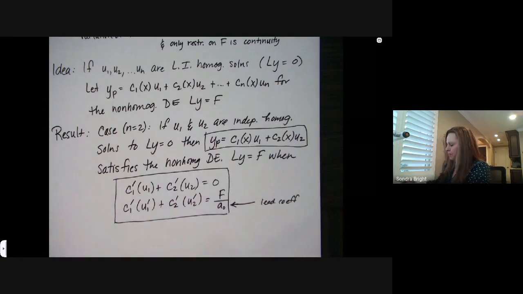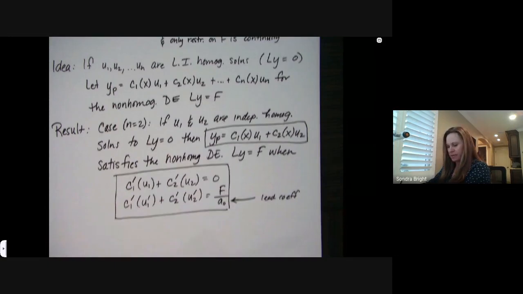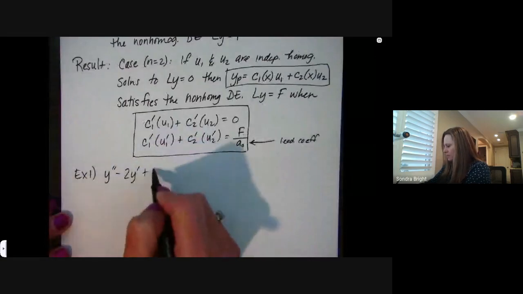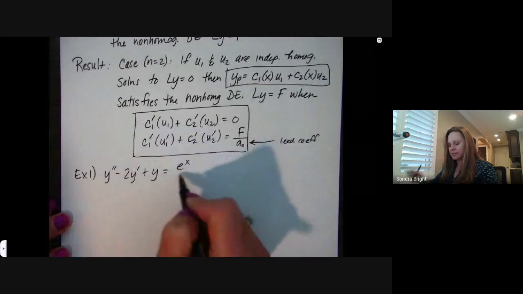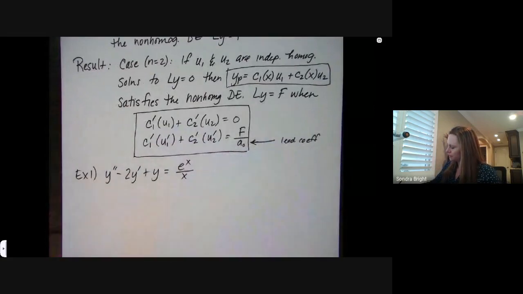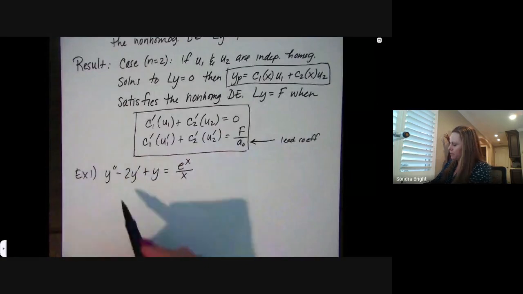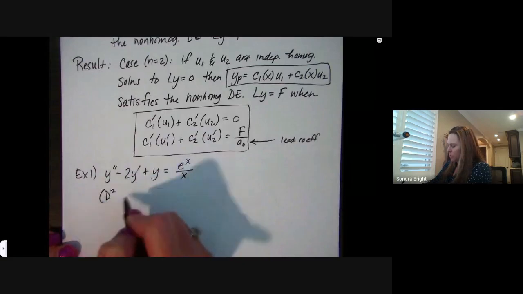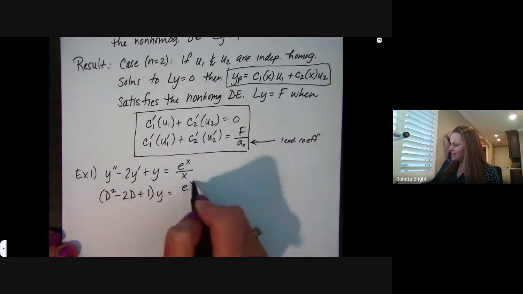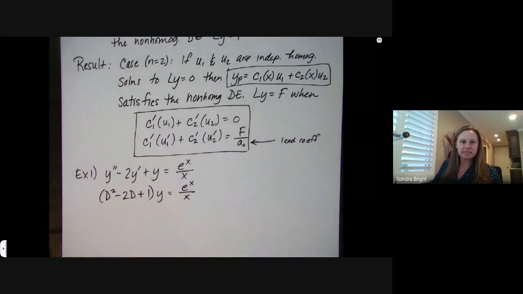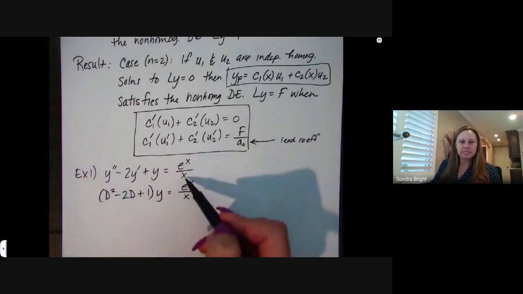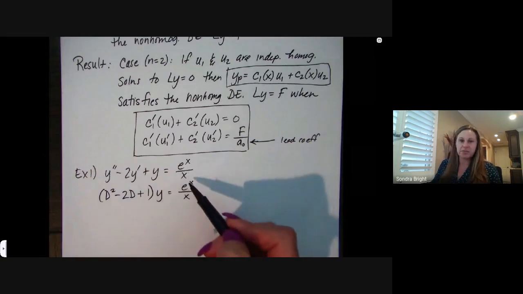All right, those are the two things that we're going to end up using, and let's do it. So the first example is y double prime minus 2y prime plus y equals e to the x over x. And that's your F, right? I'm going to rewrite the left-hand side as d squared minus 2d plus 1 operating on y is equal to e to the x over x. By the way, e to the x over x is continuous over its domain. It's continuous except where x equals 0, but x equals 0 isn't in its domain, and so it's considered a continuous function because it is continuous over its domain.